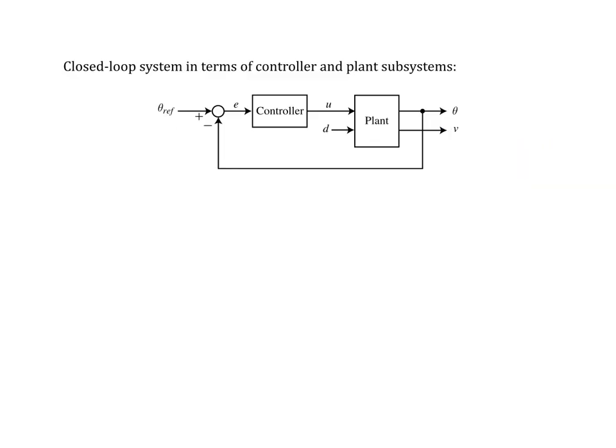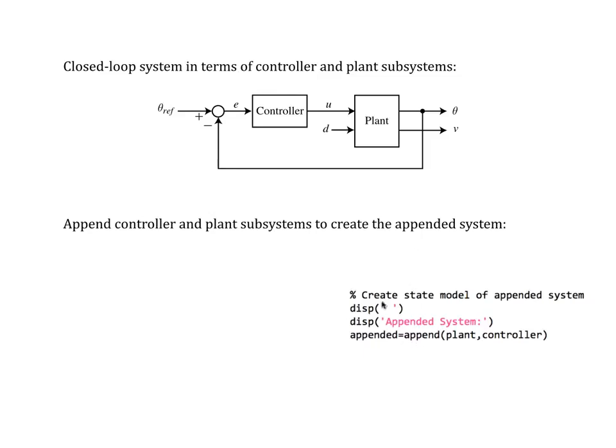So next, in this slide, we're back to thinking about the big picture for the moment. Recall that we're out to create a state model of this closed-loop system using MATLAB's append and connect commands. In this block diagram, I specifically labeled our 2 subsystems, the controller subsystem and the plant subsystem. In the first step, the append command, we're simply going to append the controller and the plant subsystems together to create the appended system. The MATLAB code for that is here.